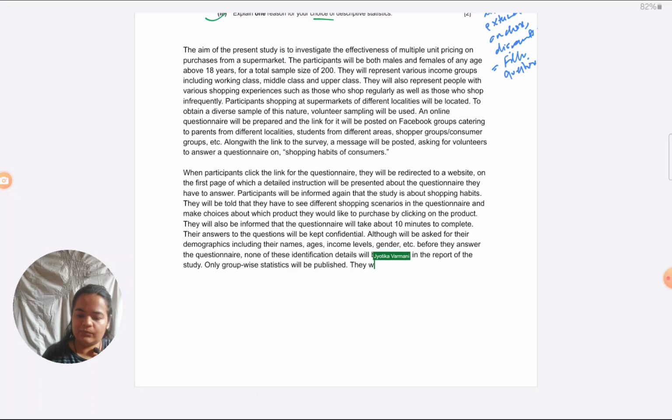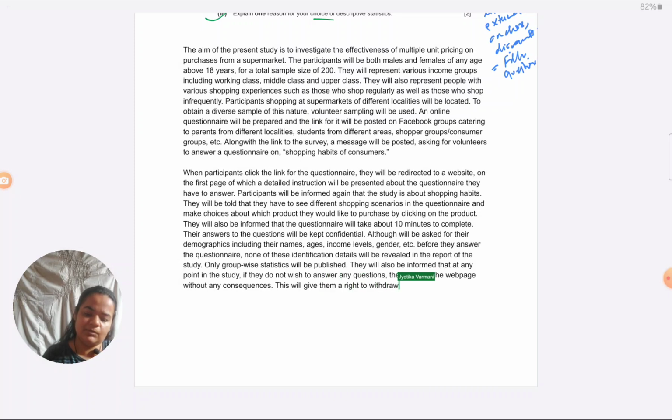They will also be informed that at any point in the study, if they do not wish to answer any questions, they can exit the web page without any consequences. This will give them a right to withdraw and assurance about their confidentiality.